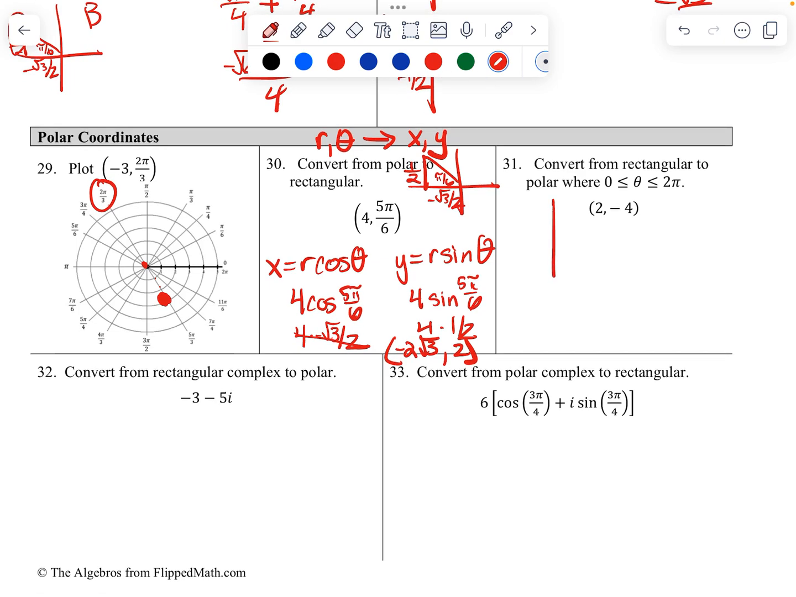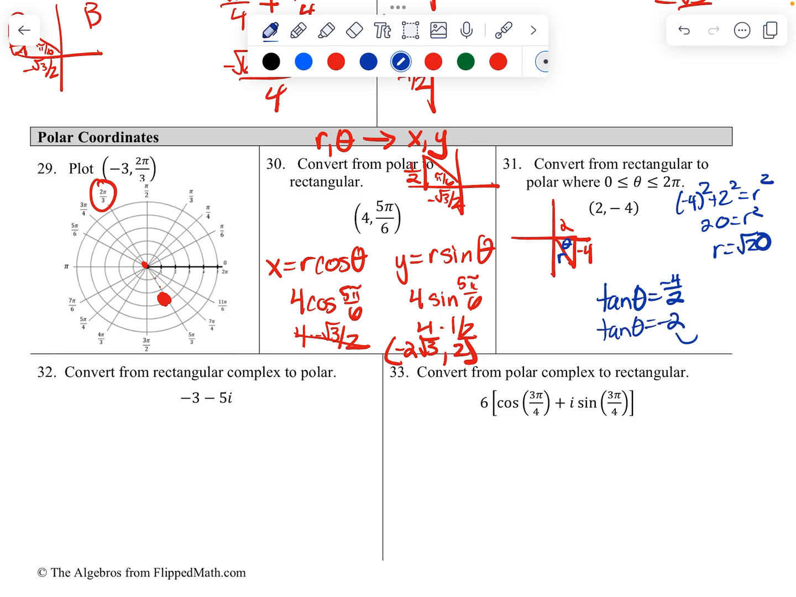So rectangular to polar. If I was to graph this, 2, -4. Here's our radius. So -4 squared plus 2 squared equals r squared. So that's 20. So r equals the square root of 20, and we need this angle. So the tangent of theta equals -4/2, so the tangent of theta equals -2. Then we have to use our calculator to figure out what our theta is. So we have the square root of 20, and then whatever our calculator tells us.